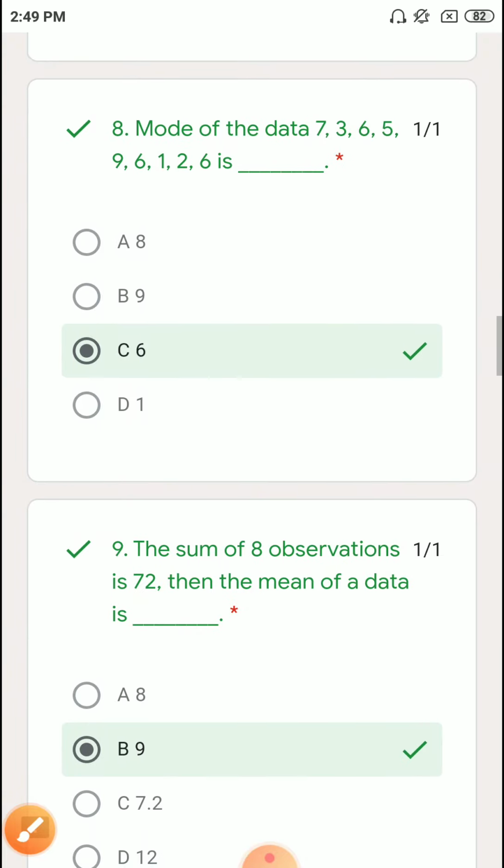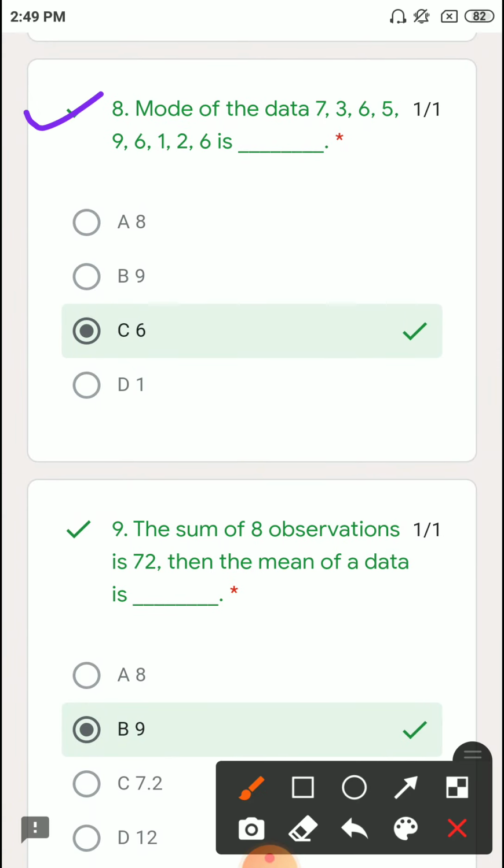After that, question number 8. Here, the mode of the data 7 3 6 5 9 6 1 2 6 is... Okay, we need to find the mode here. Now, mode means what? Most representative value, right? Most common value. That means which number is repeating the highest number of times here.